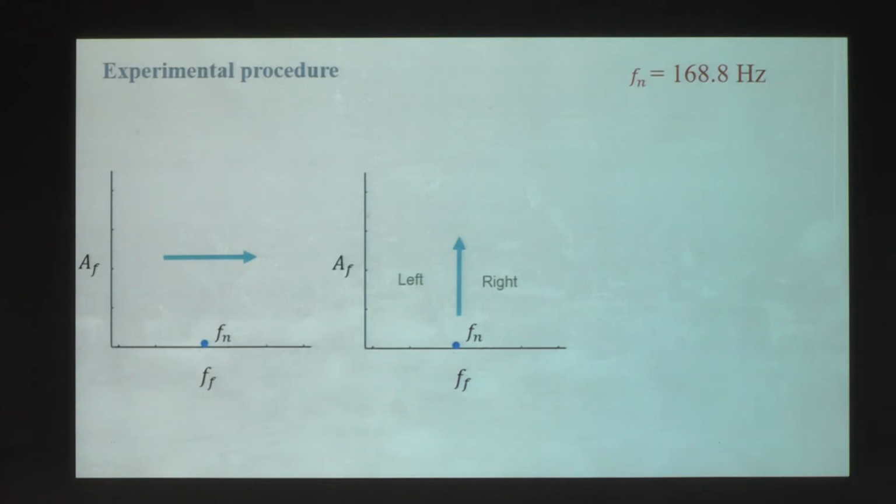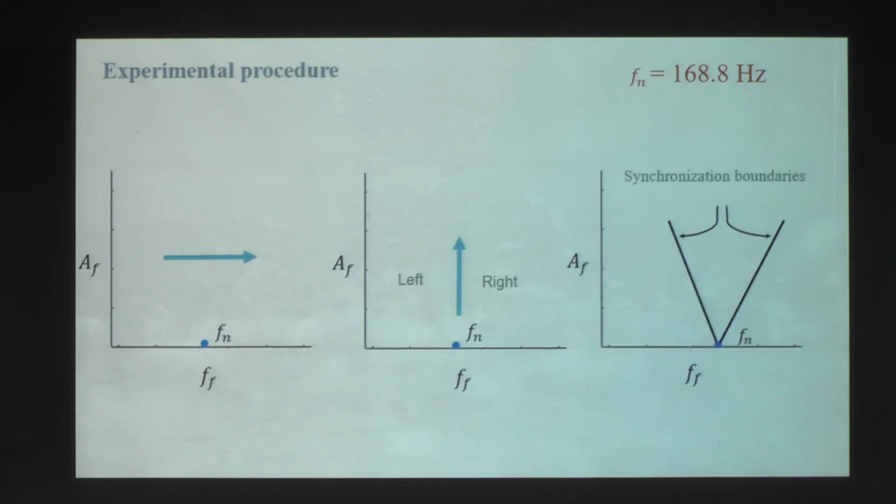So in such a situation, the theory says that there should be a synchronization boundary, which takes the form of a V shape, also known as the Arnold tongue. That essentially means inside this tongue, the forcing and the self-sustained oscillation will be synchronized. They will be phase locked, and outside that there will be several different dynamical states.